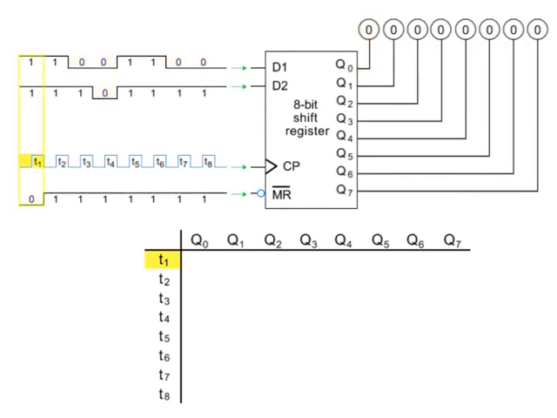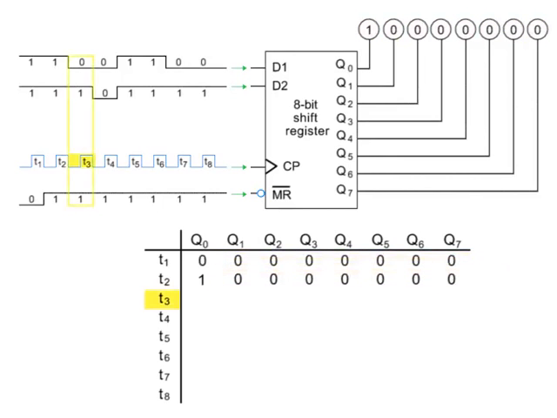At T1, the 0 or low at MR overrides the D1 and D2 inputs and sets all outputs to 0. At time T2, D1 and D2 are high or 1. Thus, the output at Q0 is 1. This information bit is placed in the Q0 position in the register. This shifts the other bits one place to the right.